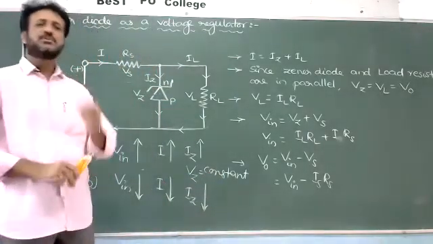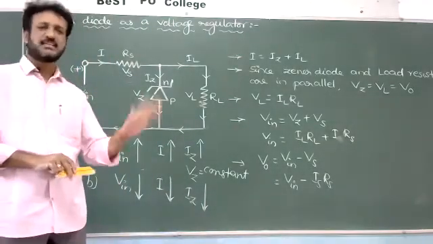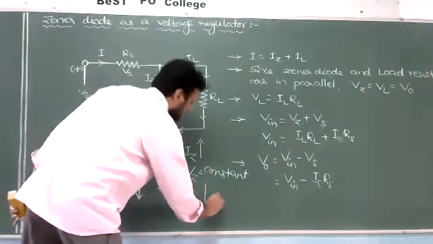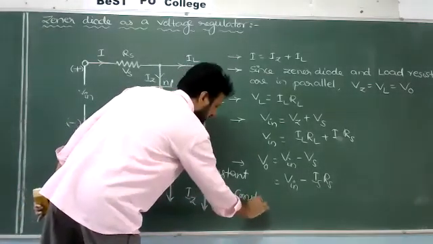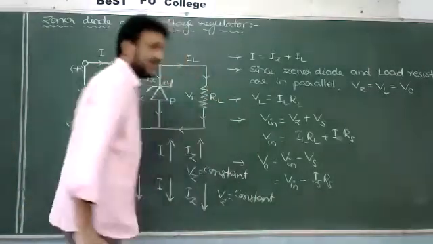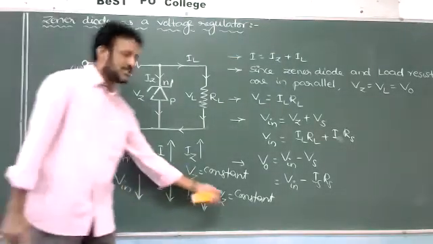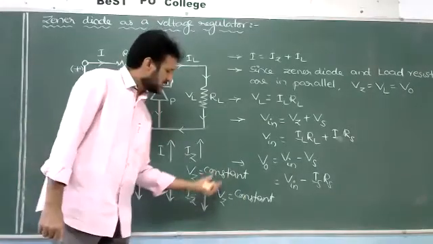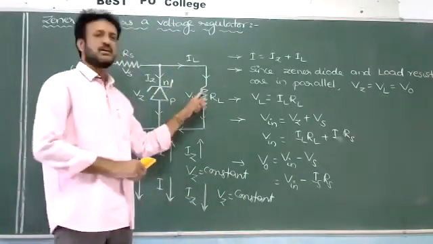But even though current flowing through the Zener diode decreases, what happens to the voltage? Constant. The voltage across the Zener diode remains constant because it is connected in reverse bias in the breakdown voltage region. That's why Vz is constant. So the same constant voltage will be taken across the load resistance as output.